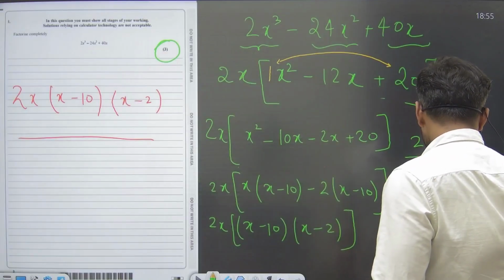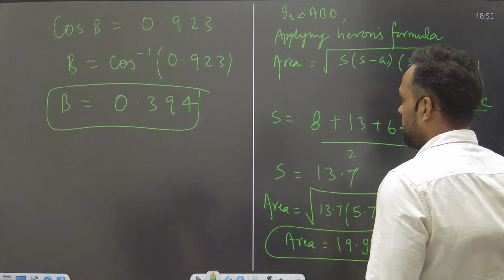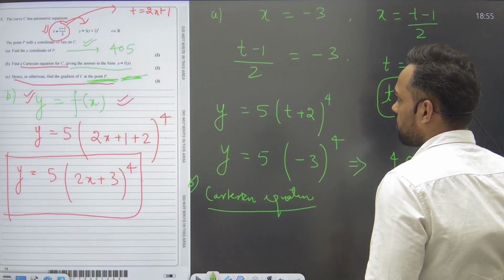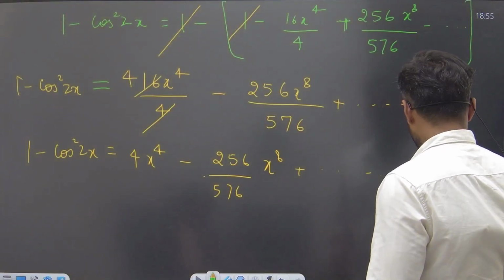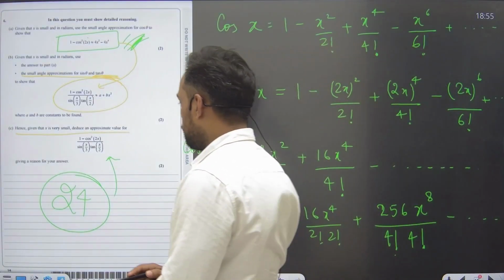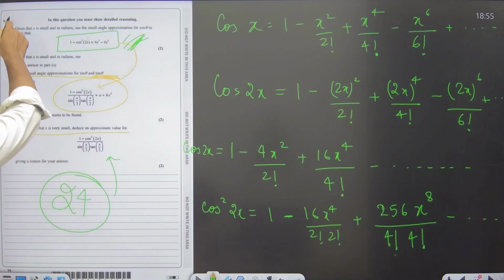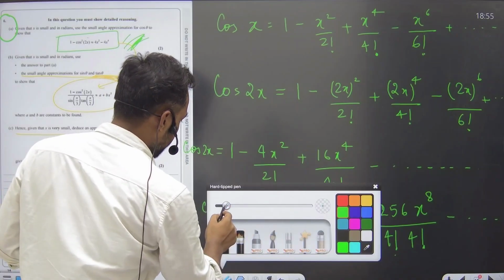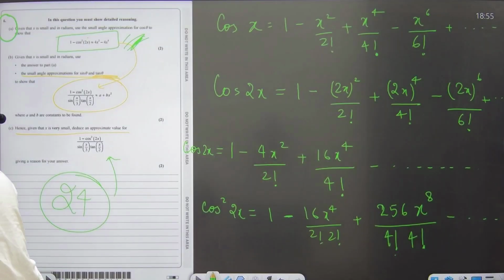So let's solve it. There was one question, student, where I got stuck. So first I'll do that particular question, then we'll move ahead. Yeah, so this was the question where I got stuck. Sixth question, A part was this. See, I will tell you how to attempt this part.